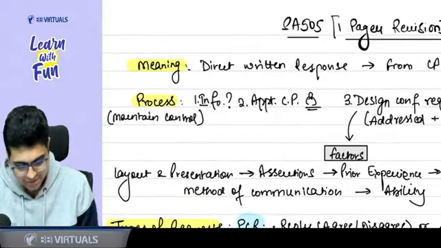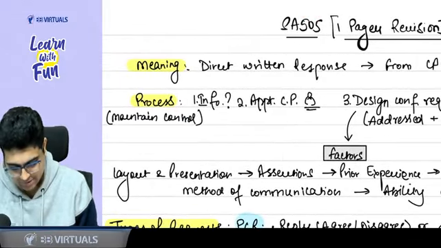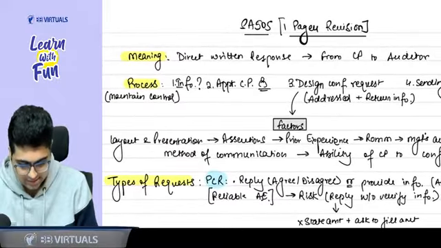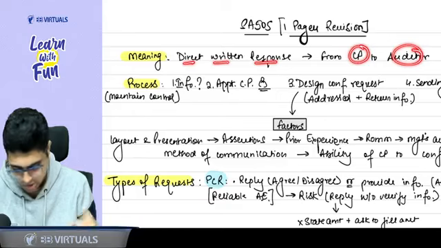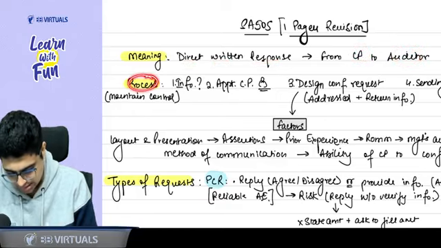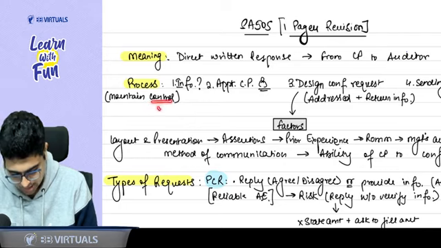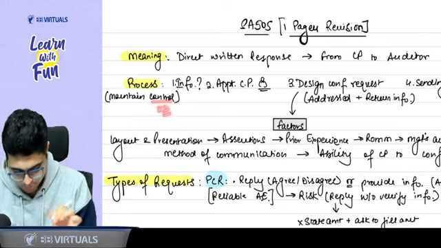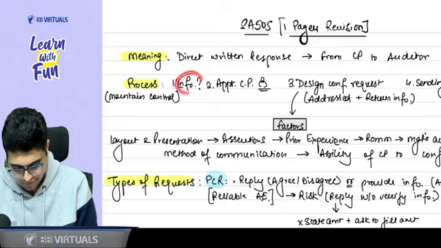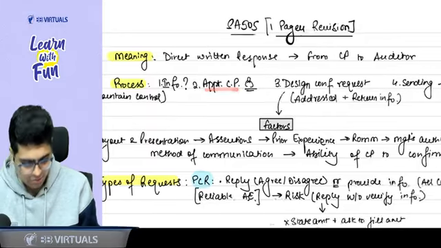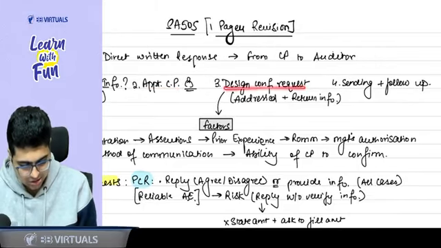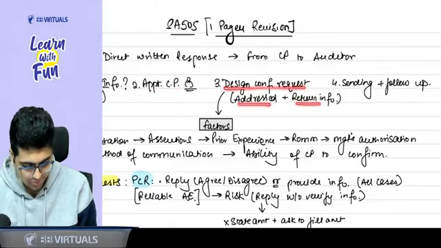So we started SA 505, external confirmation, with the meaning. That means it is a direct written response from the confirming party to the auditor. First thing we learned is process. Auditor has to maintain the control. That means he cannot delegate this process. First of all, decide the information. Then decide who will give this information. That means appropriate confirming party. Then design the confirmation request. It should be properly addressed and there should be written information.